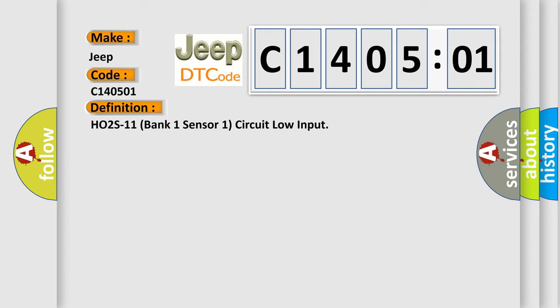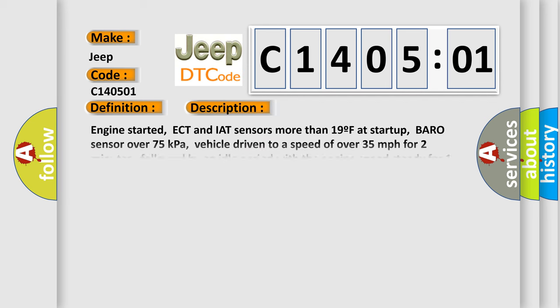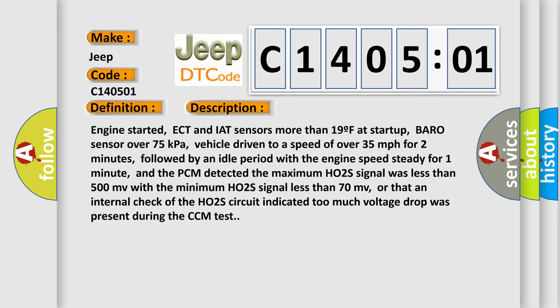And now this is a short description of this DTC code. Engine started, ECT and IAT sensors more than 19F at startup, BARO sensor over 75 kilopascals, vehicle driven to a speed of over 35 miles per hour for 2 minutes, followed by an idle period with the engine speed steady for 1 minute, and the PCM detected the maximum HO2S signal was less than 500 mV, with the minimum HO2S signal less than 70 mV, or that an internal check of the HO2S circuit indicated too much voltage drop was present during the CCM test.